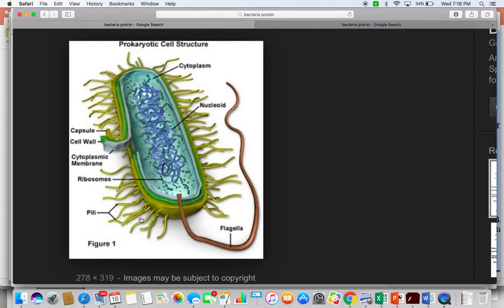They also have these structures here that resemble cilia. They're usually called pili in bacteria. And then many bacteria have this flagella here that helps them to move around. And you can see it just kind of looks like a tail. So again, this is a bacteria and it's a prokaryote.